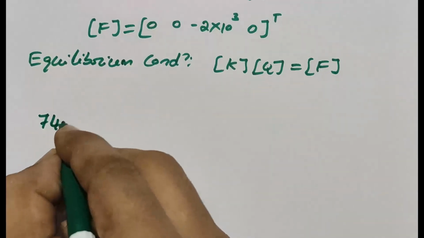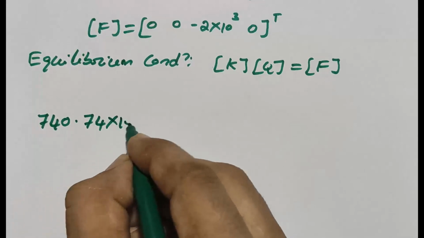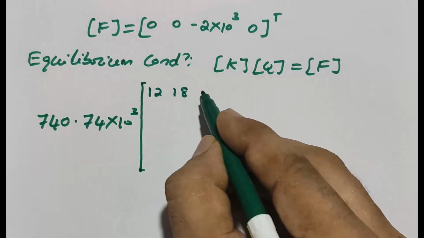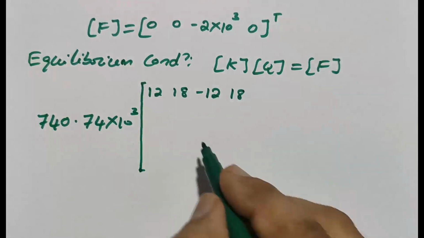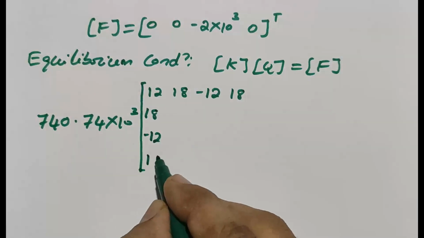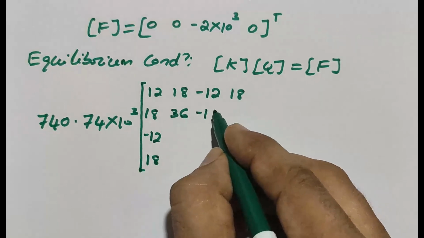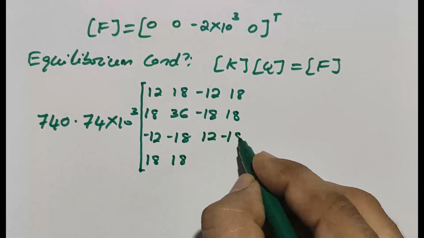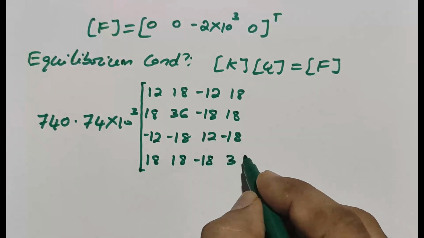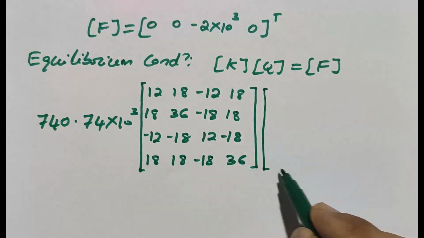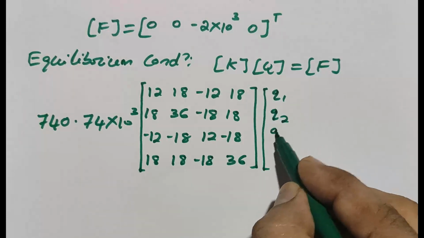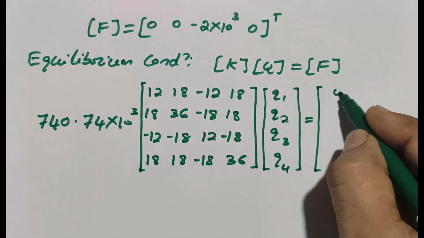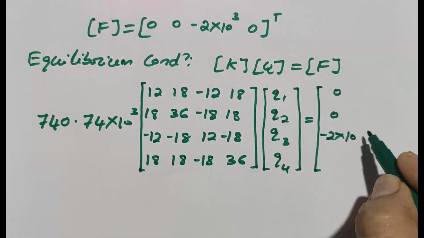So K is 740.74 into 10 power 3, into the matrix: 12, 18, minus 12, 18; 18, 36, minus 18, 18; minus 12, minus 18, 12, minus 18; 18, 18, minus 18, 36, into Q1, Q2, Q3, Q4, is equal to F, that is 0, 0, minus 2 into 10 power 3, 0.